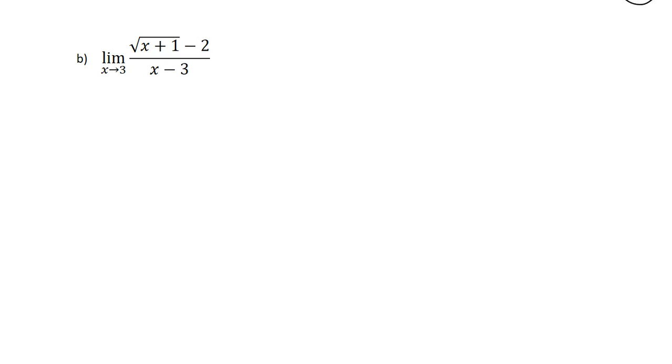Very similar problem. If you tried to plug in a 3 to this, you would get the square root of 4, which is 2, minus 2, which is 0, over 3 minus 3, which is 0. So we would want to multiply this by the square root of x plus 1 plus 2, and we're going to do that on the top and the bottom.